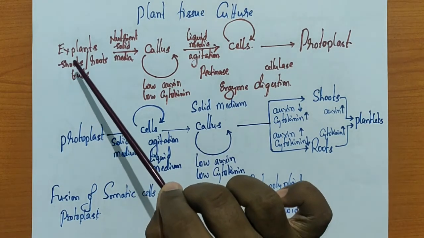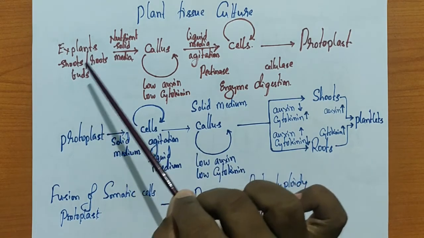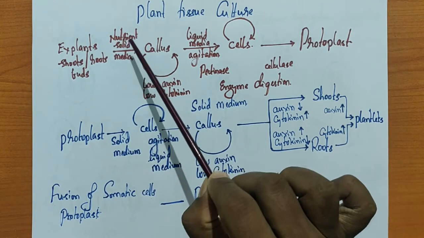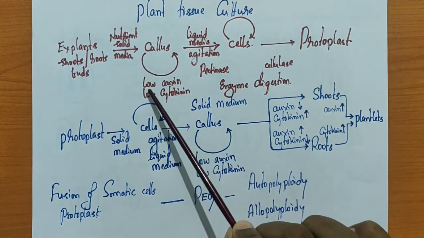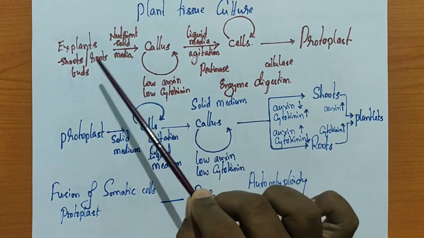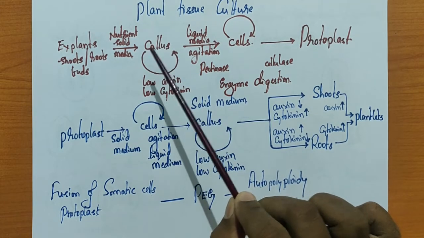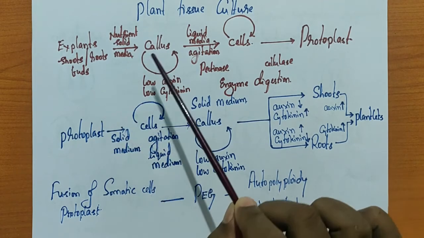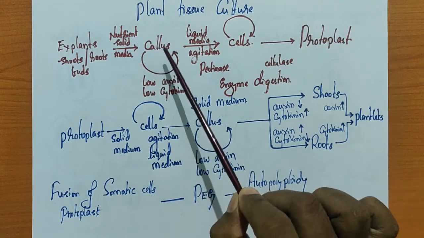I told you that we have taken the explants, that is the shoots, roots, buds, seeds, whatever we discussed. Now we transfer this explant onto a nutrient solid medium. Under a low concentration of auxin and a low concentration of cytokinin, this explant will start to grow, multiply and become a mass of cells, which we call a callus. If you supply a good amount of nutrients, the callus does grow.